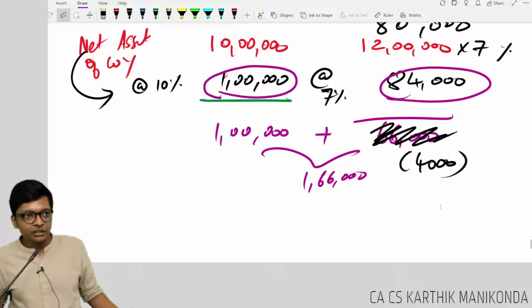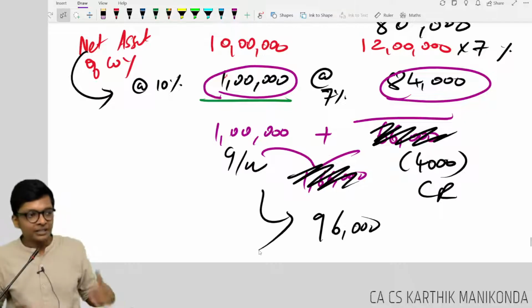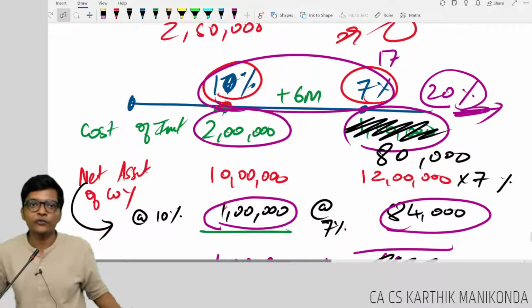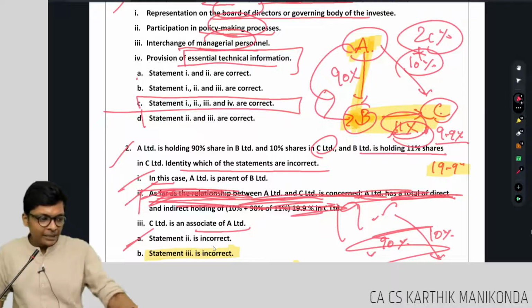So my net value is, one is capital reserve, one is goodwill of 96,000. That's it. So for each acquisition, compute it separately. Are you following, guys? Clear? With this background, let's do the MCQ.